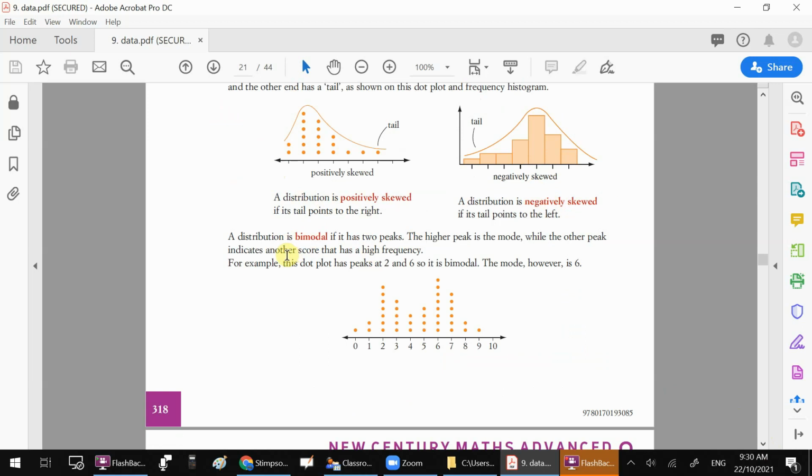Now the mode is an indication of the score with the highest frequency. And bimodal means there's two peaks in the data, just like this. We've got our actual mode, which is 6, but we've also got a very clear high point at 2. So when you have a high point and another high point, when there's two of them, that's bimodal.